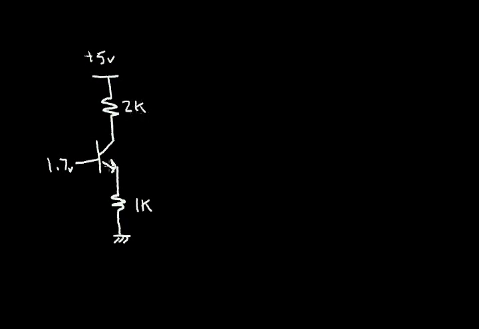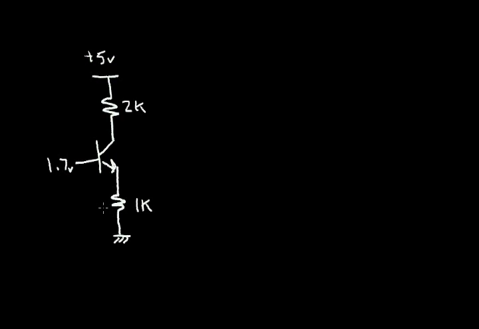We said that this performed amplification. As we increase the base voltage, we increase the emitter current, we increase the collector current. Because this collector resistance is twice the emitter resistance, we got a gain of 2. Now let's modify the circuit a little bit.